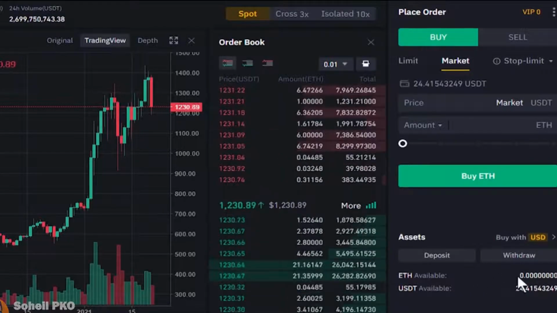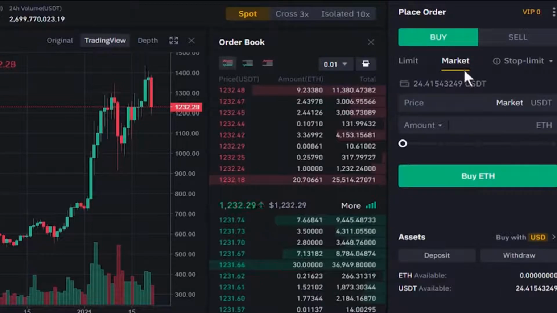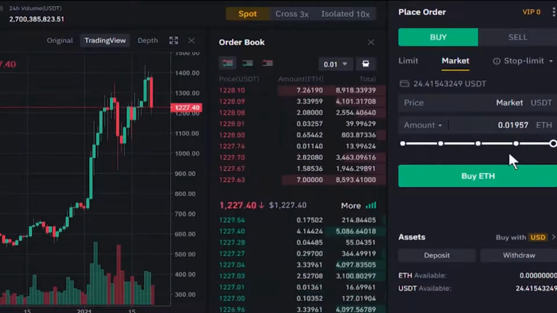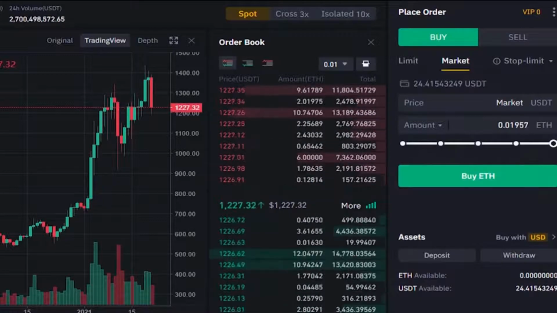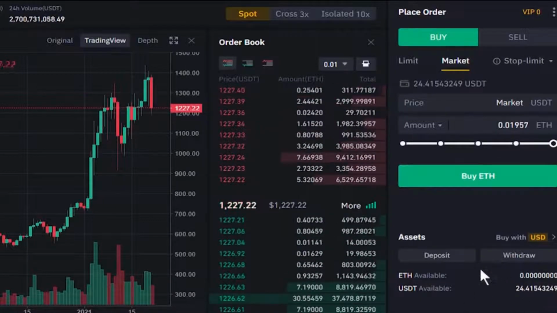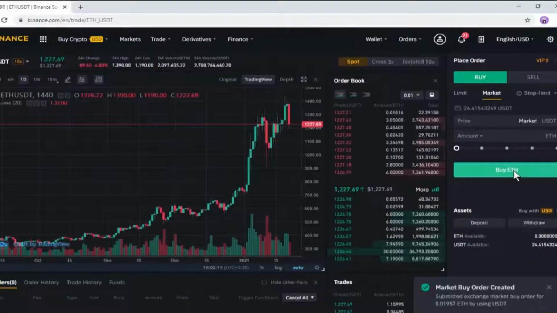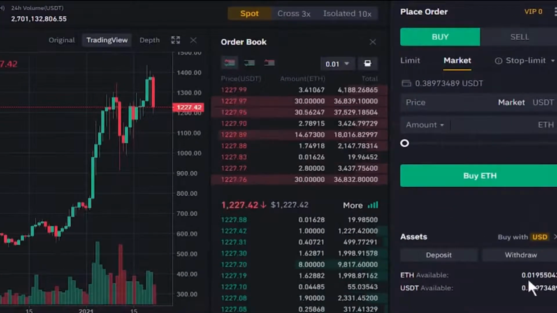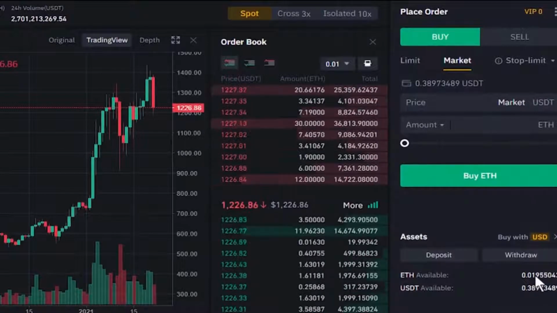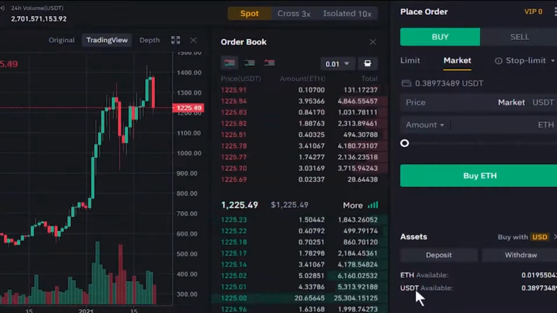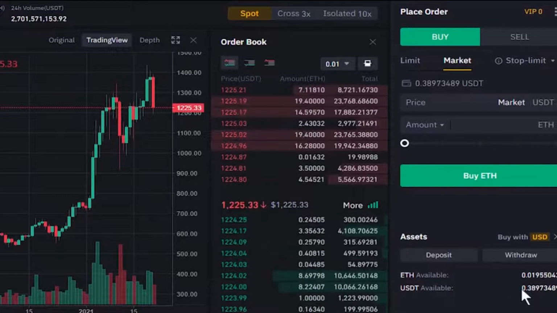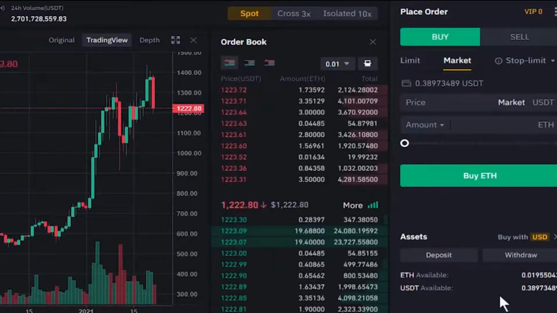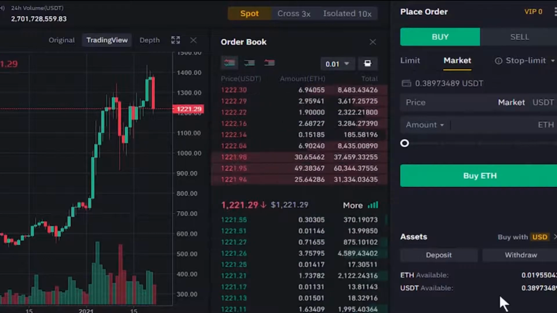So we place another market order, and this time we set the amount to 100%. Actually, we want to buy Ethereum with the whole amount of our available Tether. We click on buy ETH and the order is executed. And now you see that we have 0.01 Ethereum available and a very small amount of Tether, less than $1, with which a transaction couldn't be done, and it remained in the wallet.